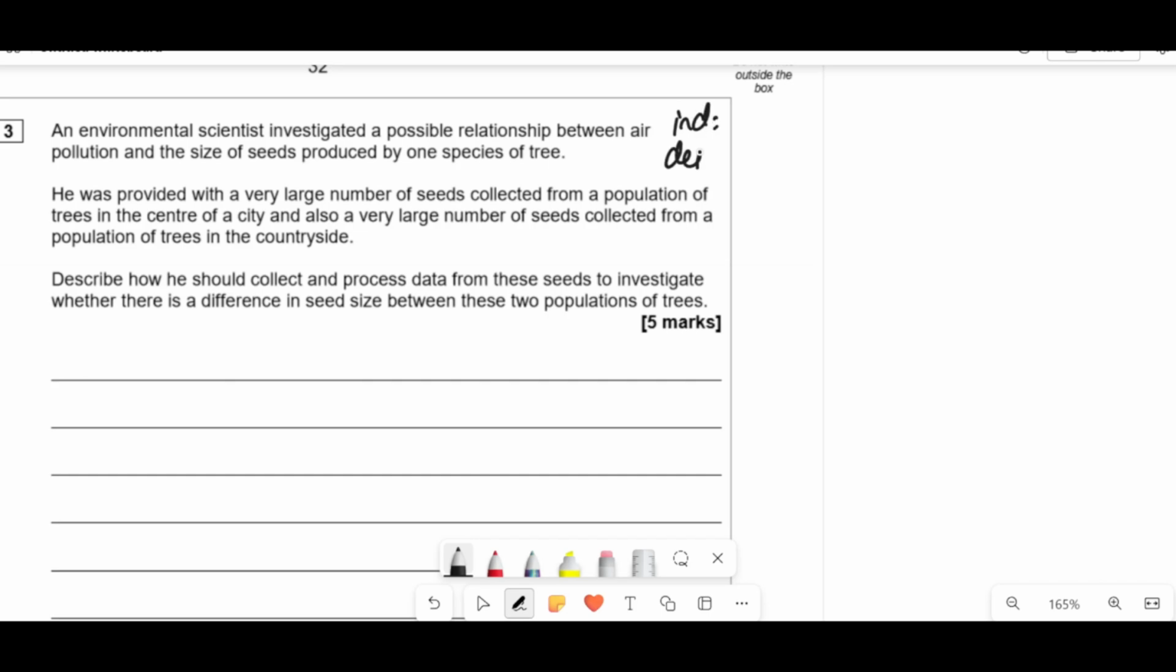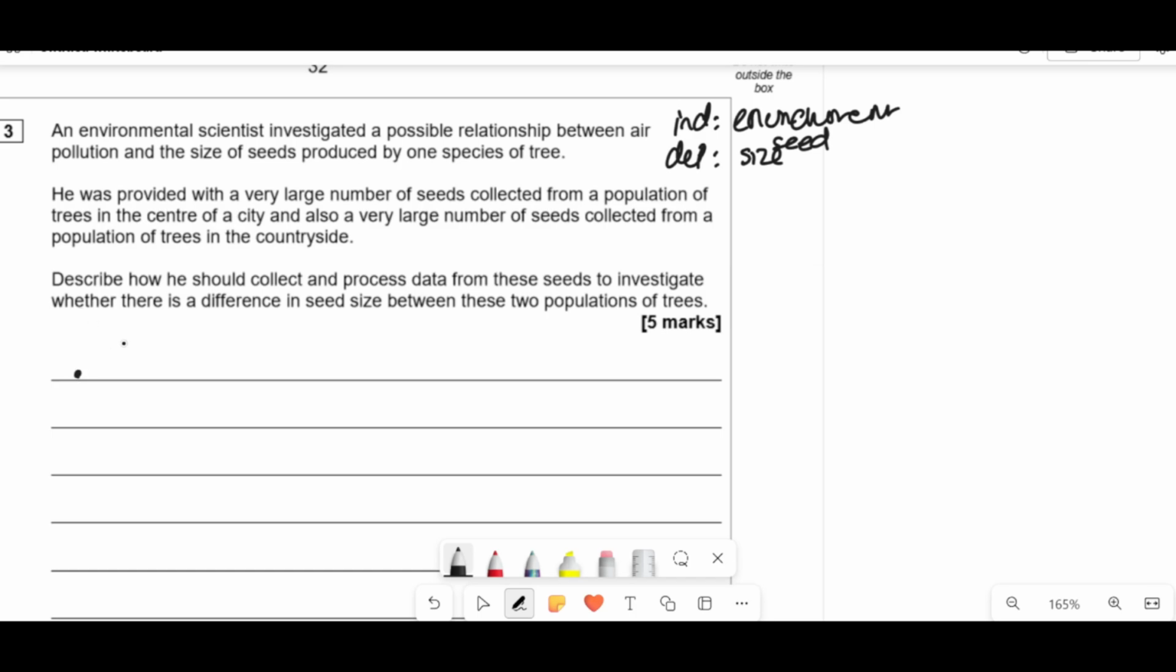Independent, dependent. What are we going to be doing then? So what are we changing? We are changing the environment the trees are in. And the dependent is what we are measuring, which is the seed size. So we're going to collect lots and lots of different ones, and we're going to work them out.